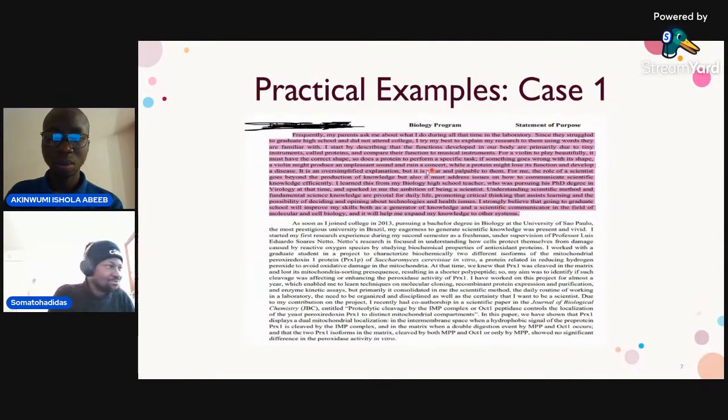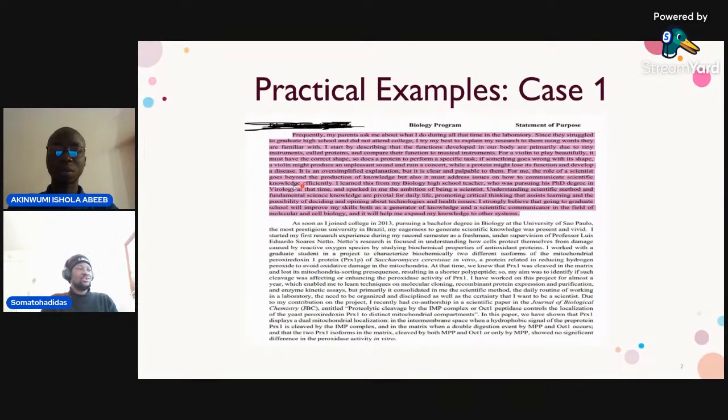"I start by describing that the functions developed in our body are primarily due to tiny instruments called proteins, and compare the functions to musical instruments. For a violin to play beautifully, it must have the correct shape. So does a protein to perform a specific task. If something goes wrong with its shape, a violin might produce an unpleasant sound and ruin a concert, while a protein might lose its functions and develop a disease." So if you look at this, it gives you a trait that is being looked for in a prospective graduate applicant.